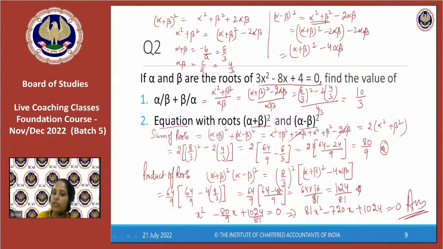So now you have to make a new equation which has roots as alpha plus beta whole square and alpha minus beta whole square. So the formula for formation of an equation is x square minus sum of roots into x plus product of roots equals 0. So I need to have the sum of the new roots and the product of these new roots. So once I have sum and product both, I will be able to form this equation. So I've just replaced these values.